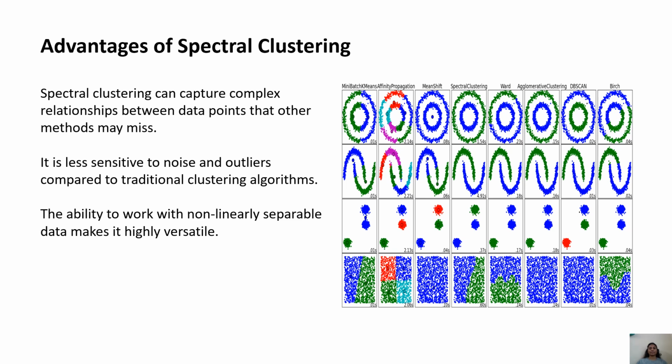Advantages of spectral clustering. Spectral clustering can capture the complex relationships between the data points that other methods may miss. It is less sensitive to noise and outliers compared to traditional clustering algorithms. It also has the ability to work with non-linearly separable data, which gives it high versatility.